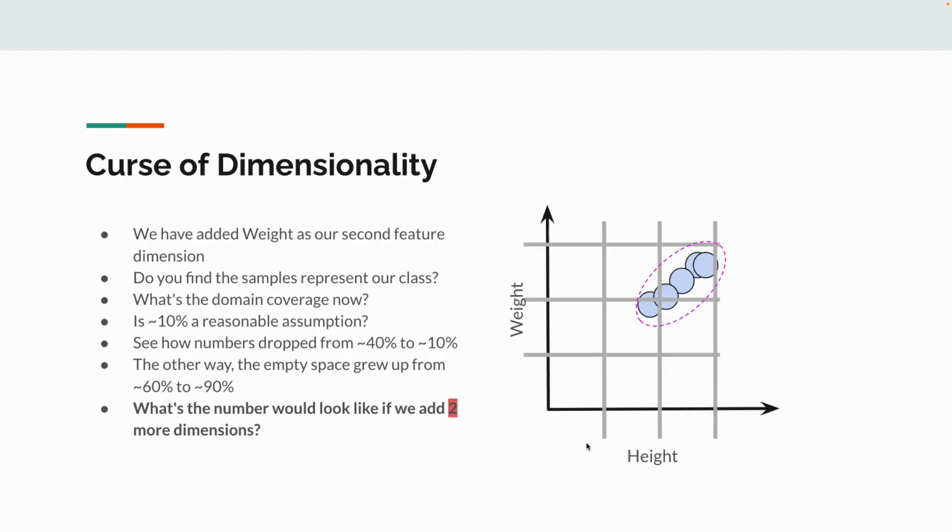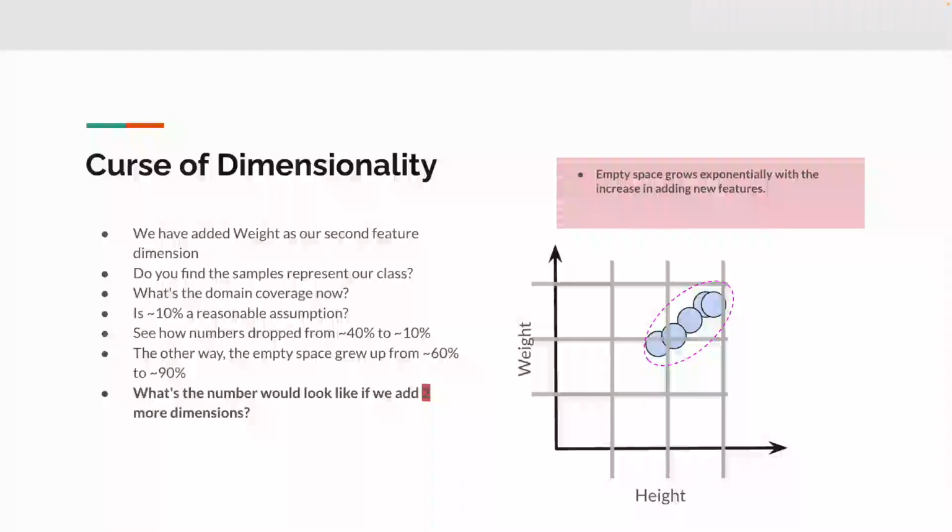So imagine that we add 2 more dimensions, okay? Now the data has 2 dimensions, but if we add 2 more feature dimensions, then this empty space will go from 90 to maybe even 99% or even more, okay? So what's happening? With the increase in the number of features, it's very difficult to fit data that will cover the entire data space, okay? The empty space grows exponentially with the addition of new features, okay? And it becomes very difficult for a model to learn the distribution because the distribution itself is quite sparse, okay?